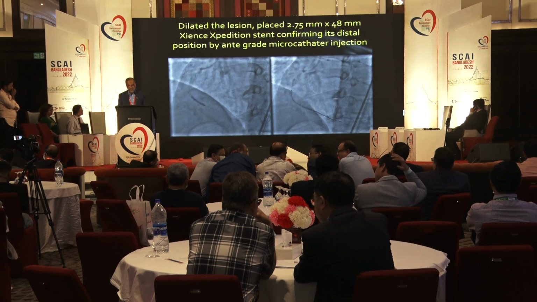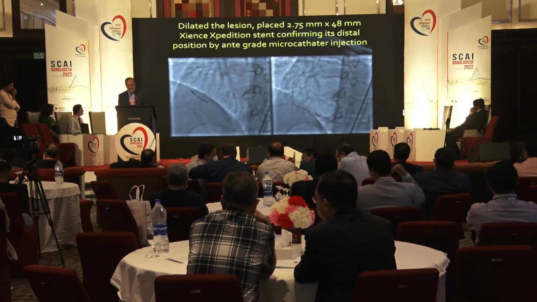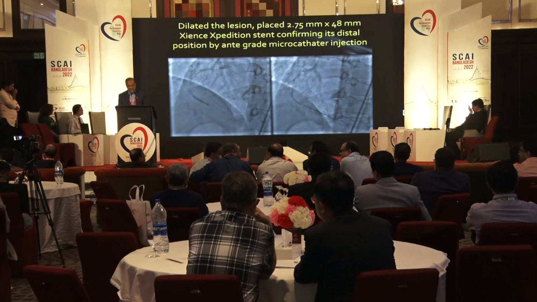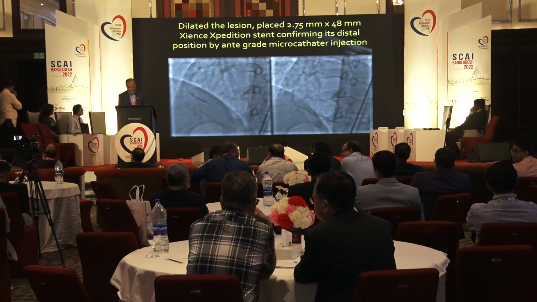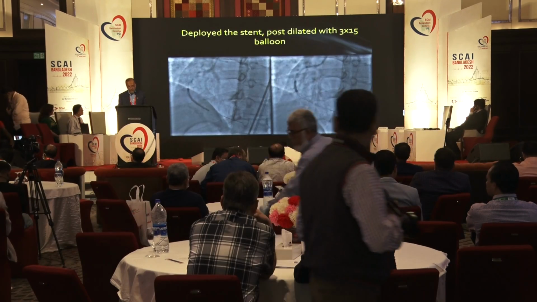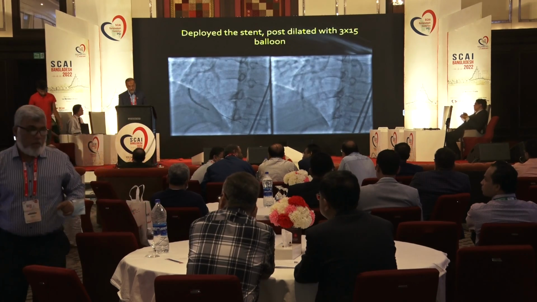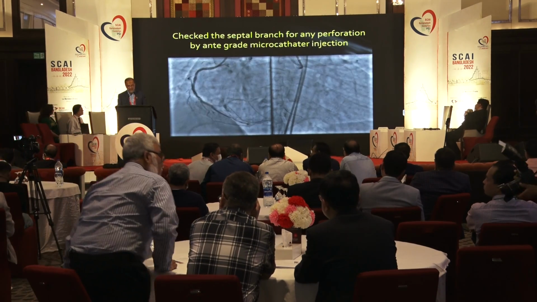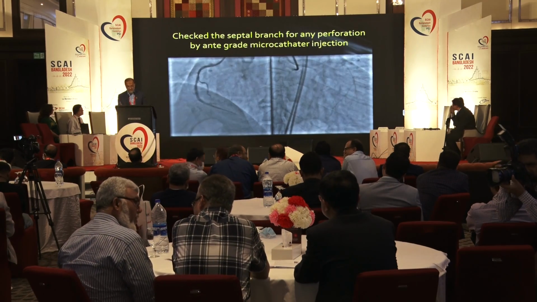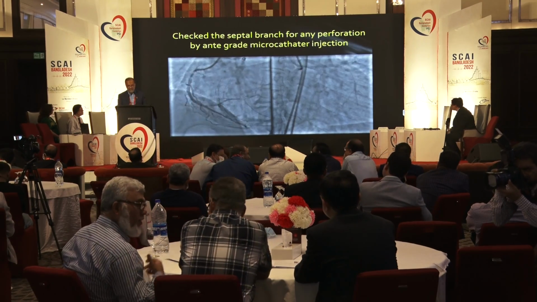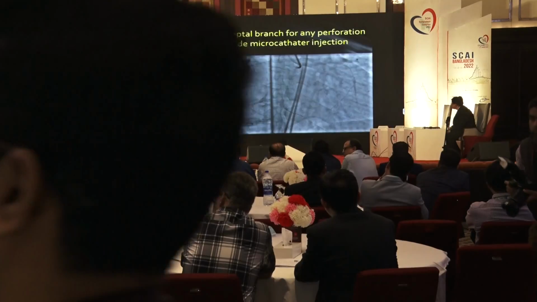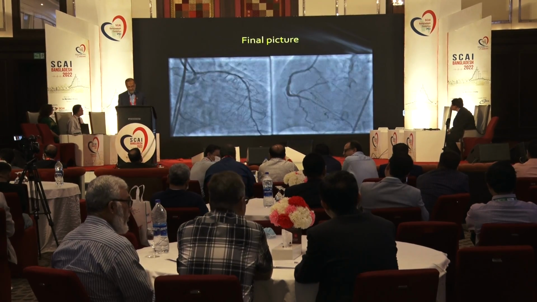I dilated the lesion and placed a 2.75 by 48 stent, confirming its distal position by antegrade and retrograde microcatheter injection. I deployed the stent and post-dilated with a 3.5 balloon. Then I checked the septal branch for any perforation. Remember, while doing retrograde, always check before taking out all the gear whether there is any perforation in the collaterals. By antegrade microcatheter injection, there is no perforation, and this is the final picture.